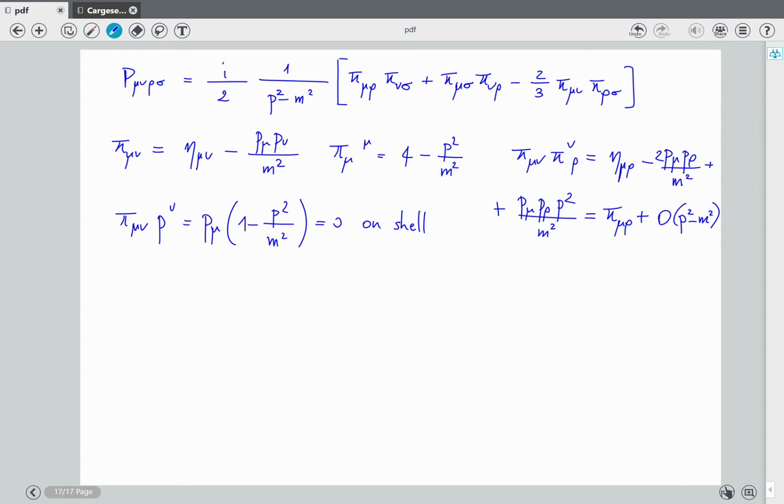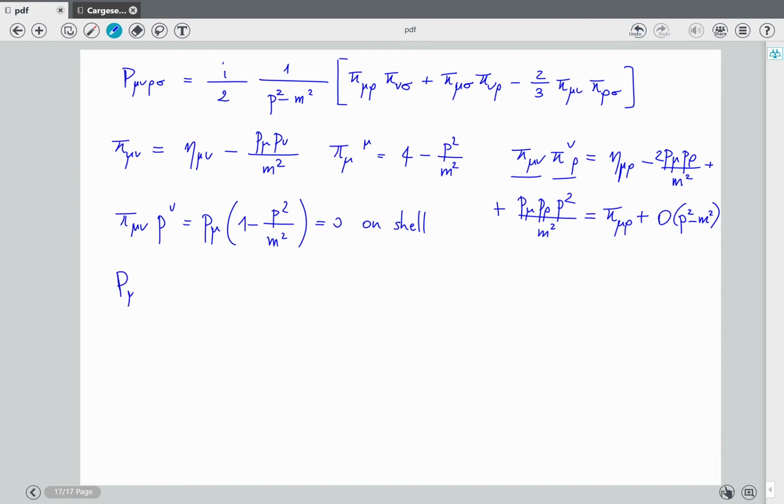And so you also have this conclusion here because, what is the square? Pi mu nu times pi nu rho. Pi nu rho is 1 plus something that gives 0 on shell by this contraction. And so the product of two pi's is 1 pi plus something that gives 0 on shell.